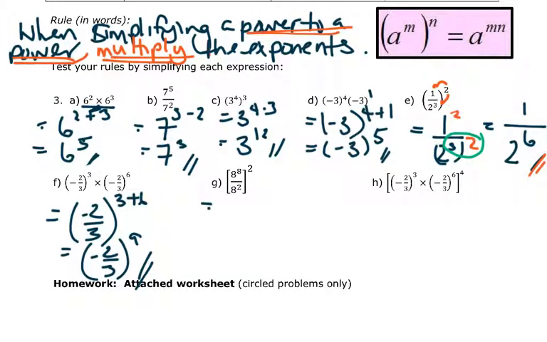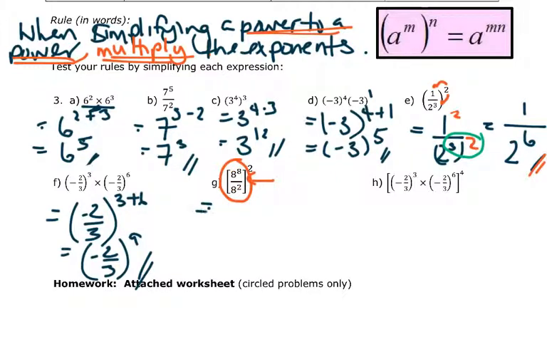Taking a look at G. We've got brackets and an exponent outside of those brackets. So I want to try to work inside the brackets first. Let's just forget about that 2 at first. Is there anything we can do inside those brackets? Definitely, because we've got division happening, and both the bases match, 8 and 8.